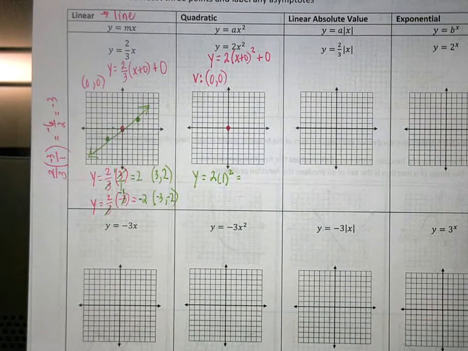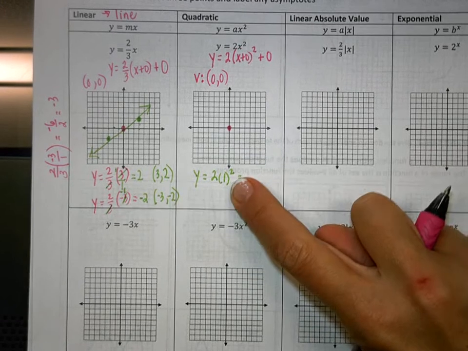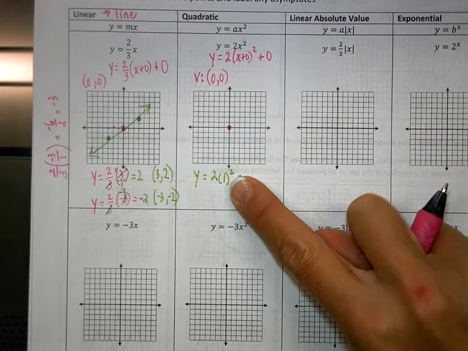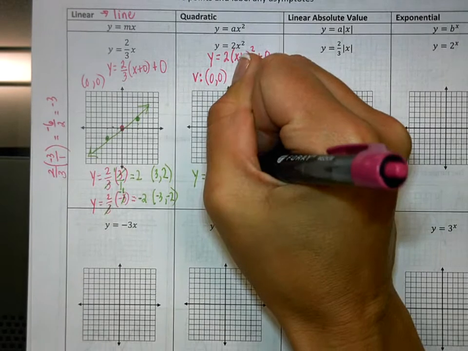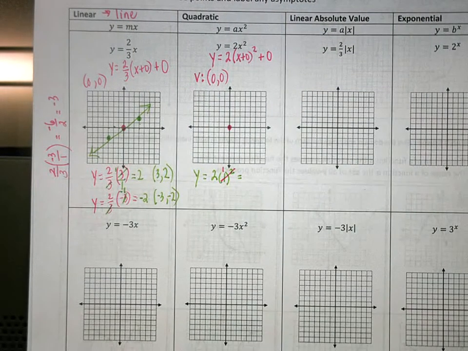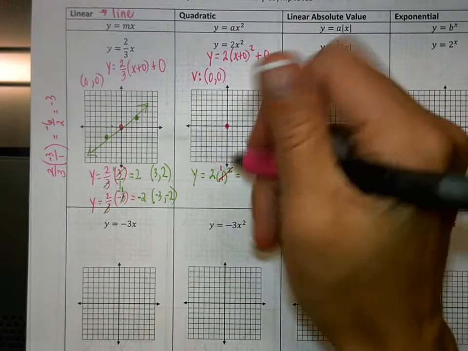Does everybody understand where I've got these numbers from? And could I have chosen a different number? Yeah. So 1's just easy, it's small, it makes my life a little simpler. Okay, what is 1 squared? 1. So I'm just going to cross out 1 squared and write a 1 here to save room. And then I end up with 2 times 1, which is 2.